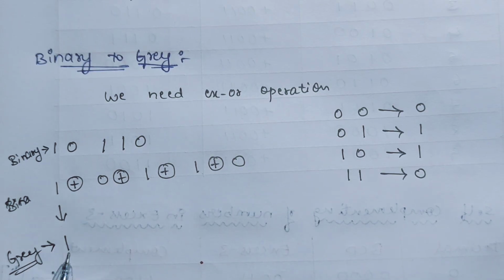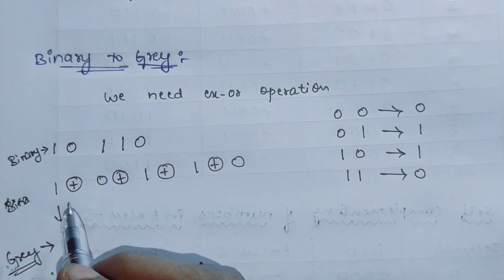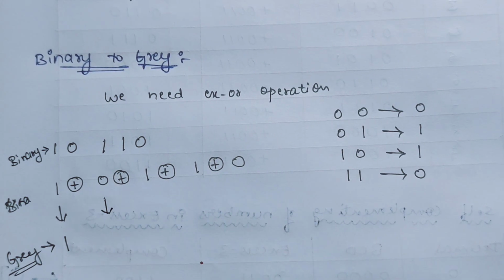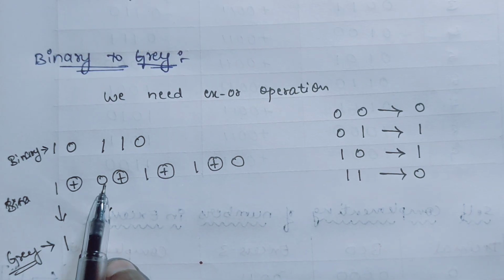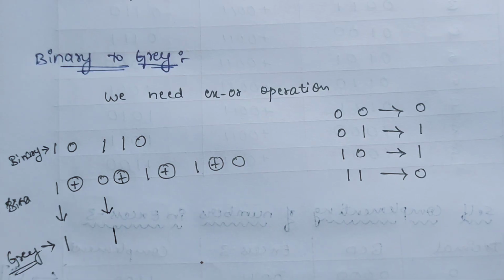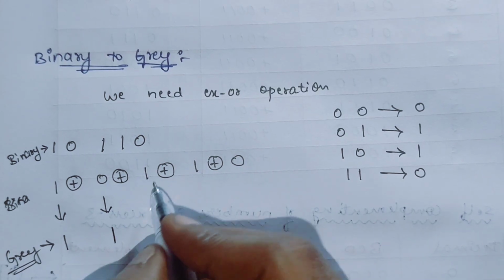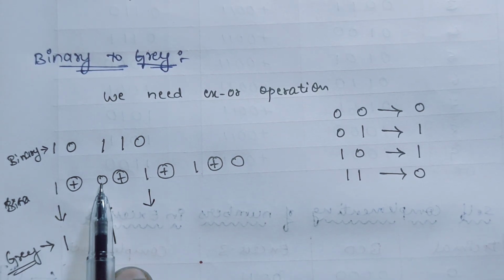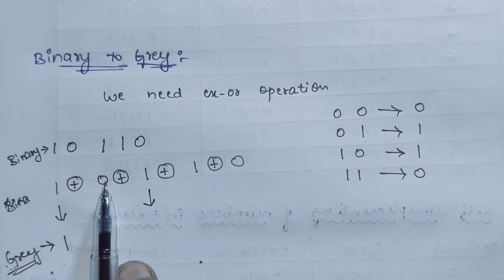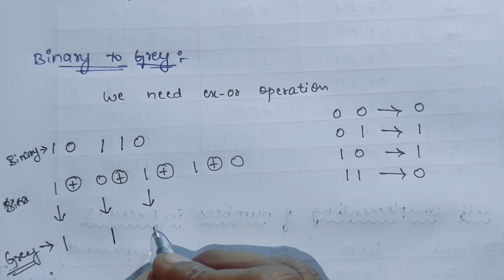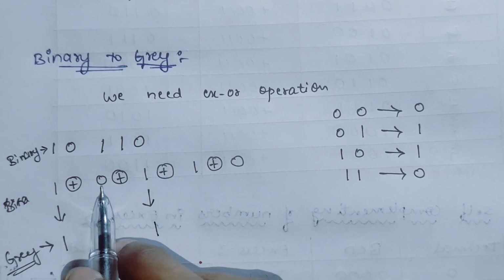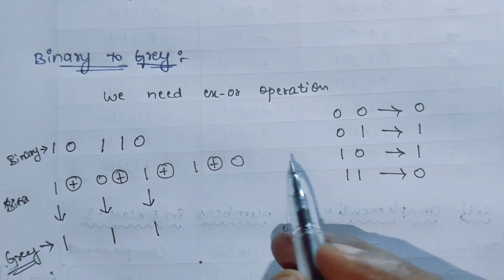First, we need to write 1 as it is. While writing the second term, we need to XOR 1 with 0. Here 1 and 0 differ, so the value will be 1. Next, while writing the third term, we need to compare the second and the third one. Here 0, here 1. What do we get? We get 1 because both values differ.